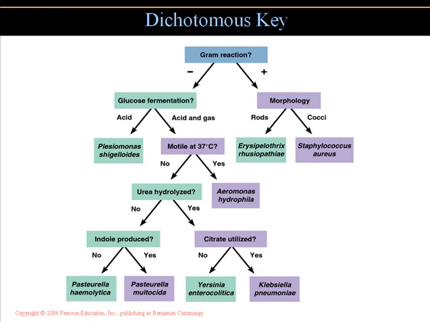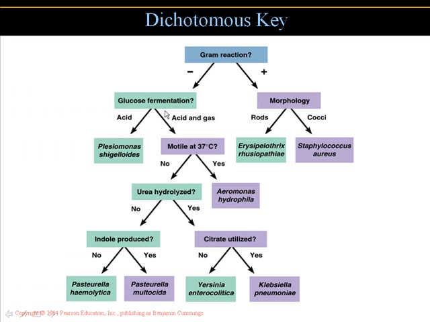This is an example of a dichotomous key. Like some of the questions that would be answered, you move down the steps to help identify a particular organism. You can start with a gram stain reaction. Is it negative? Is it positive?